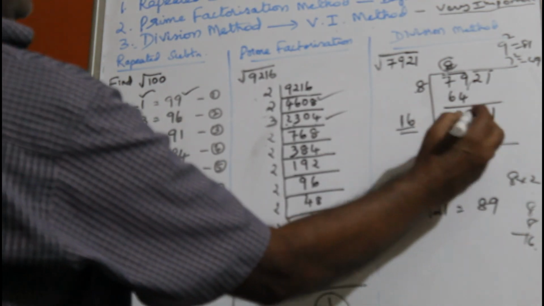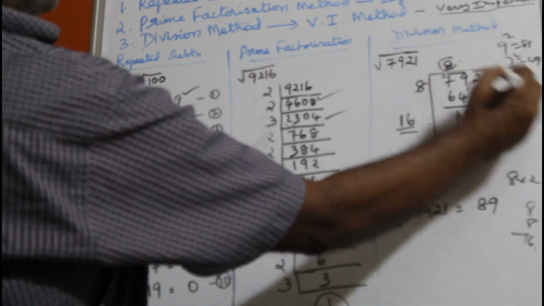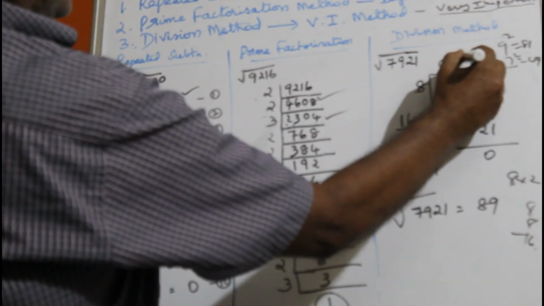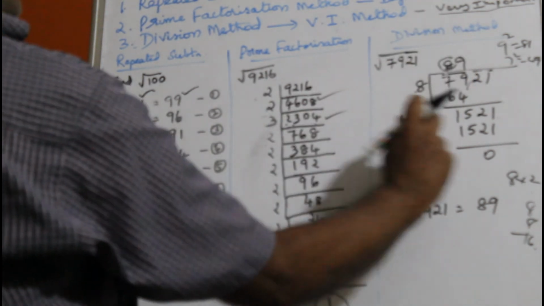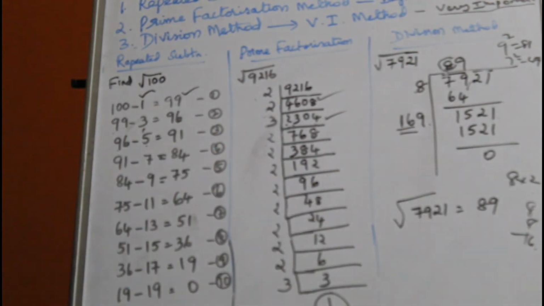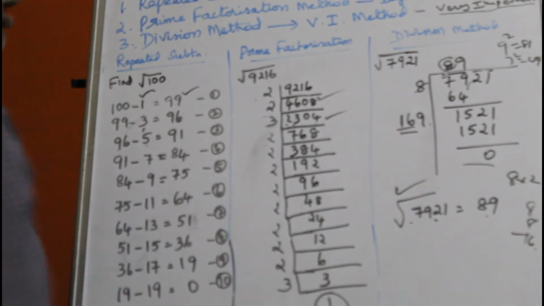Now what you do, the same number you must put here, it ends with 1. So it should be 1 or what? So you put 9, here you put 9. And if you multiply, you get 1521. And if you subtract, you get 0. Therefore, square root of 7921 equals 89.